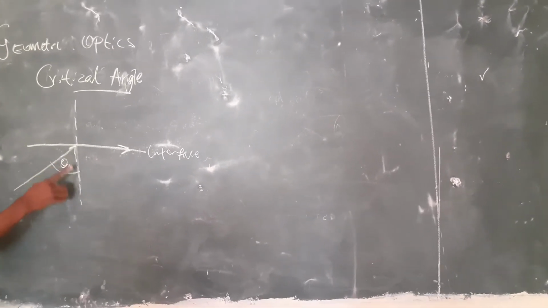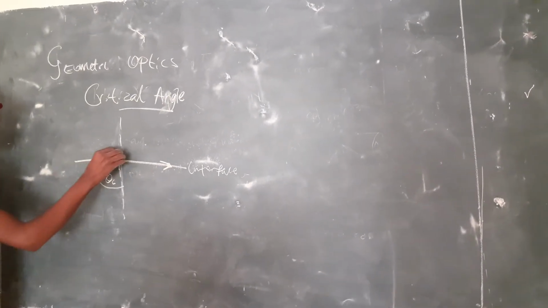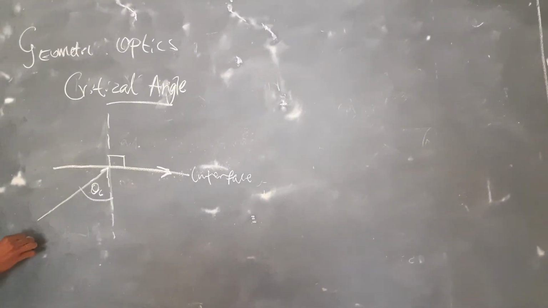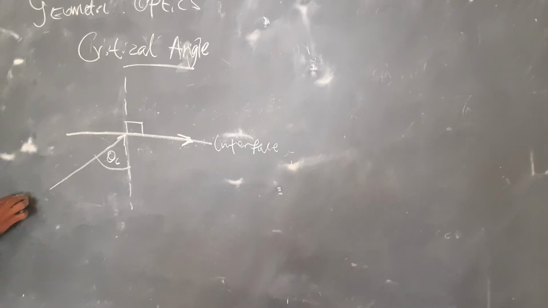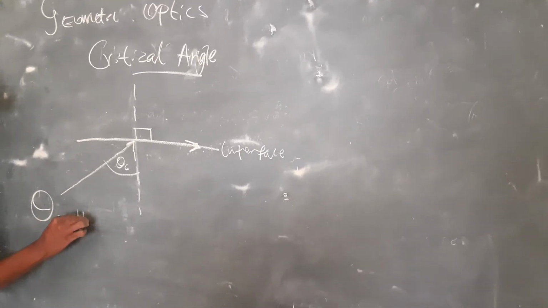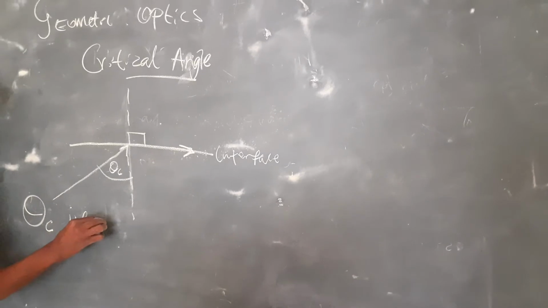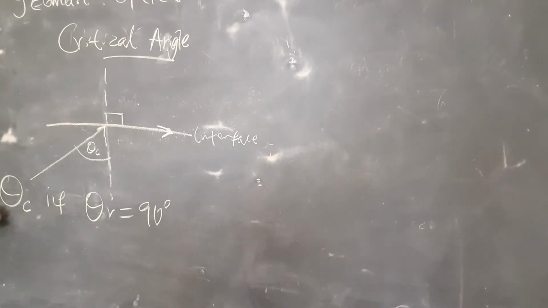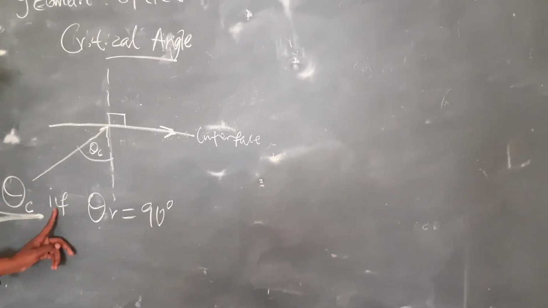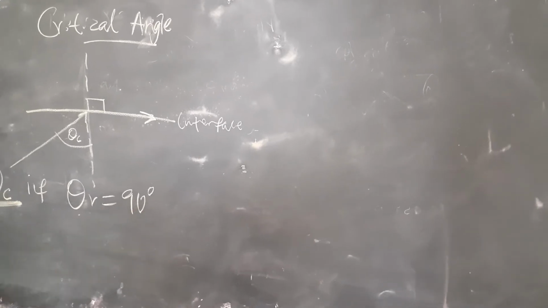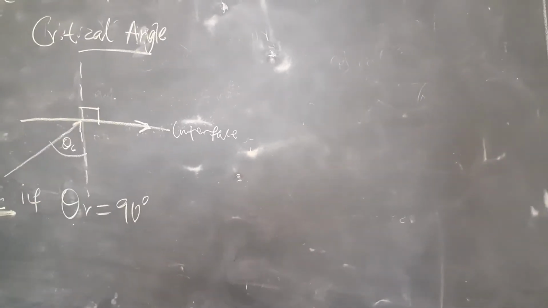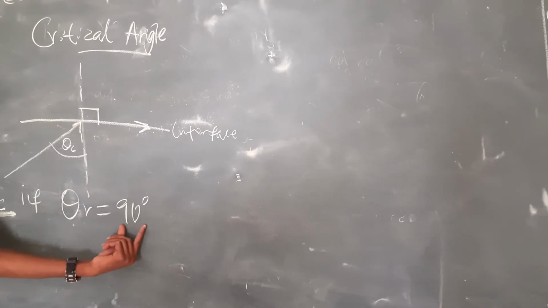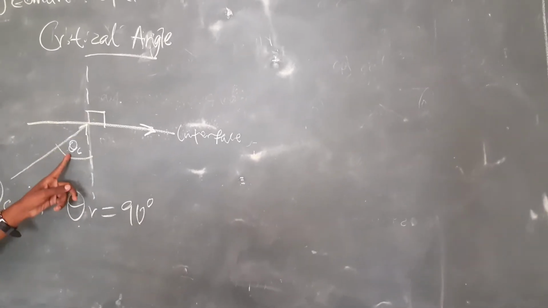So now, what is the critical angle? The critical angle is the angle found between the incident and refracted ray, but it's when the refracted angle is equal to 90 degrees. So we only have a critical angle if the refracted angle is equal to 90 degrees. This is the refracted angle, this is the critical. If this is 90 degrees, then we have a critical angle.